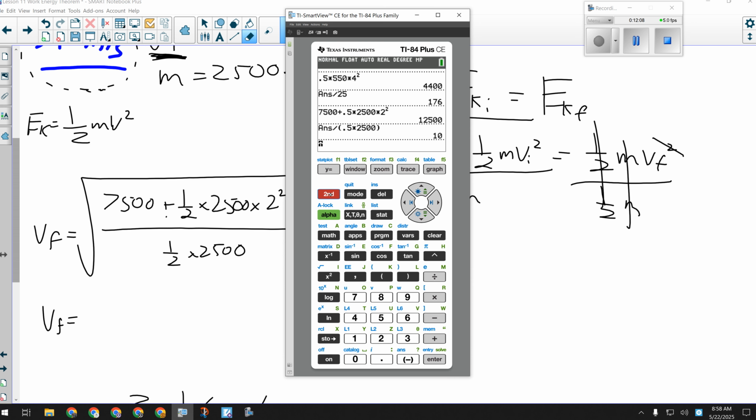And we'll square root that, and we get 3.16 meters per second. Now notice I did use some brackets in there. There is some stuff you have to make sure that you do in order for your calculator to spit out the right answer. That would be about as tricky as a work energy theorem question would get in Science 10.